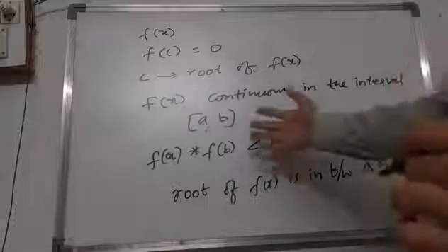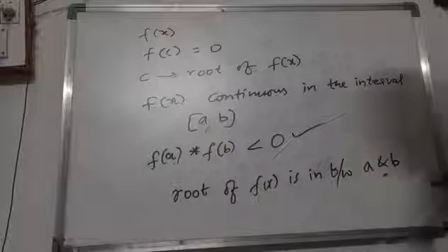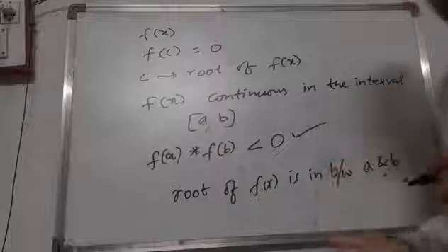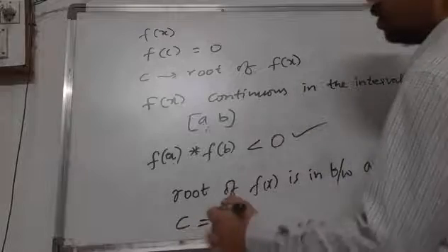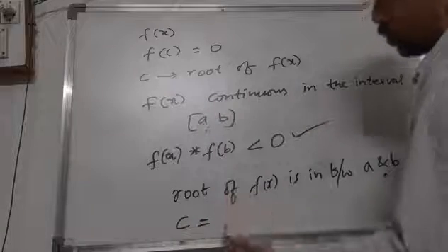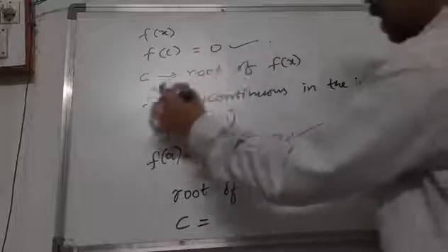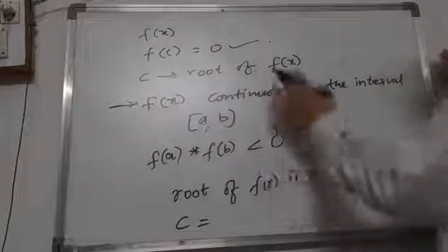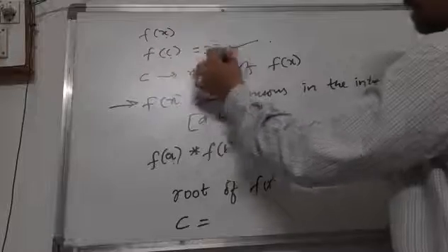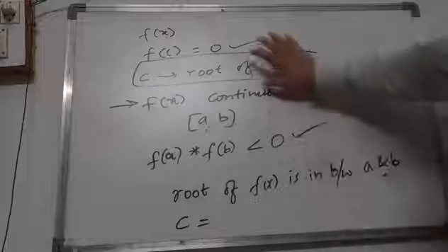Then how to find that root? You have assumed the values, you substituted, you got a negative. Then what is the next step? In the next step, we have to find the c value, which means we are going to find the root. If f of c is equal to 0, no problem, c becomes the root. Over, our problem is solved here.